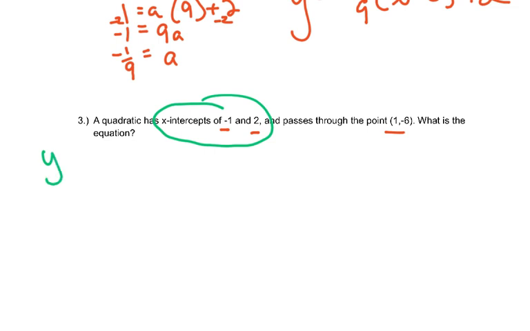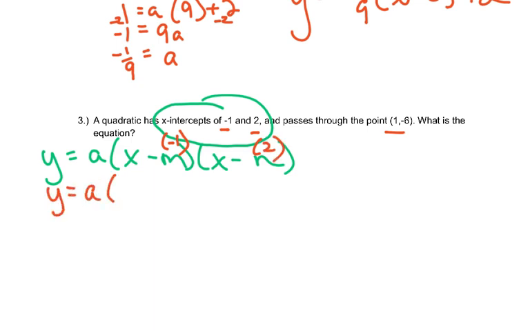And remember, intercept form is y equals a times (x minus one of your intercepts) times (x minus the other), let's call that x minus m and x minus n for our two intercepts. Now plug in what you know. Let's put negative 1 for our m and 2 for our n, which is then going to give us a times (x minus a negative 1, which is x plus 1) times (x minus 2). Now it's similar to the previous problem. We're left with only solving for a. We can use that point we know has to be on this equation to solve for a.